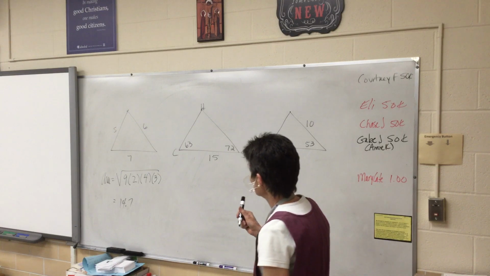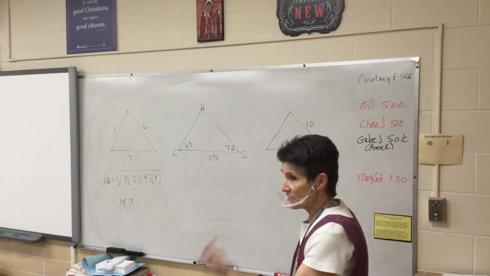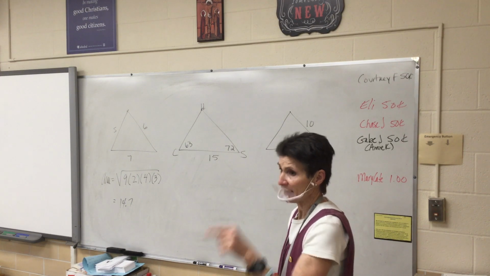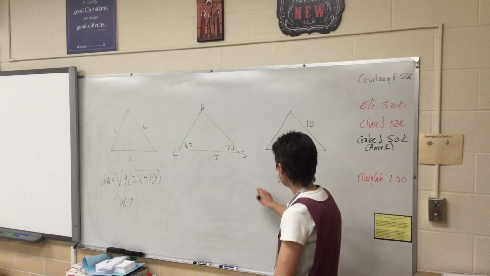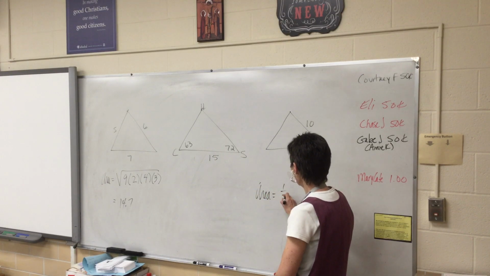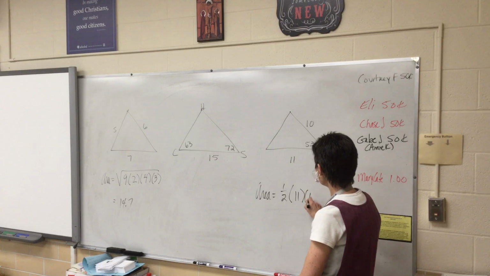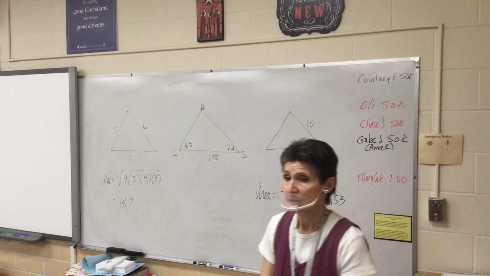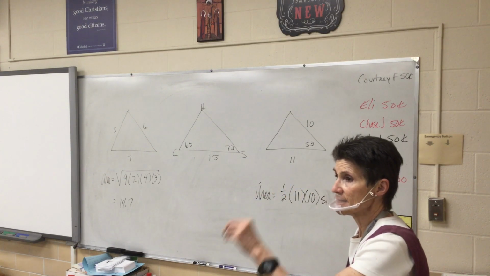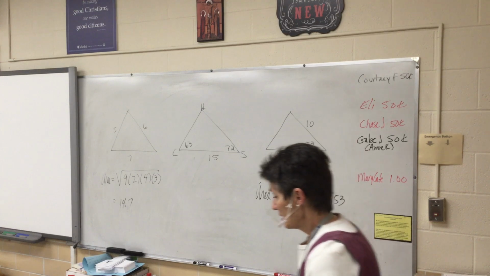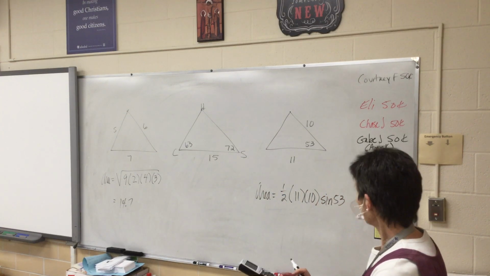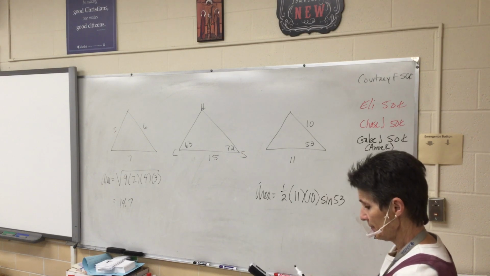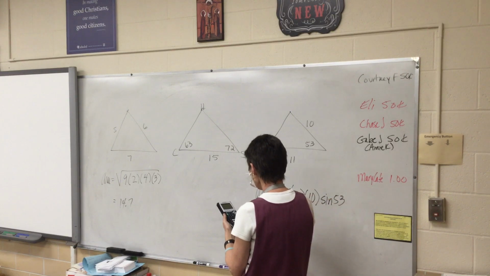Which other one up here? That was A. This is B and that's C. Which other one is the easy one up here? C. Because C has exactly what you need. The other way we have of finding area is to take 1/2 side, side, sine of included angle, right? Side, side, sine. And then we just type it in. So 1/2 times 11 times 10 times sine 53. I got 43.92.